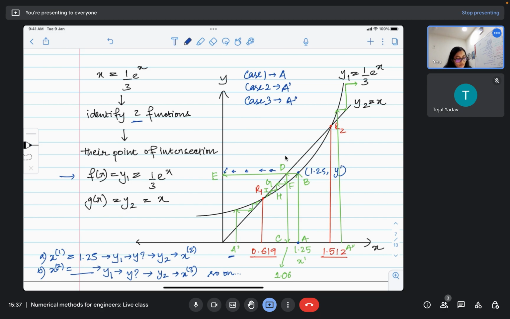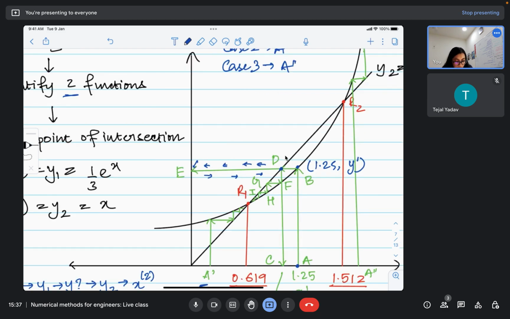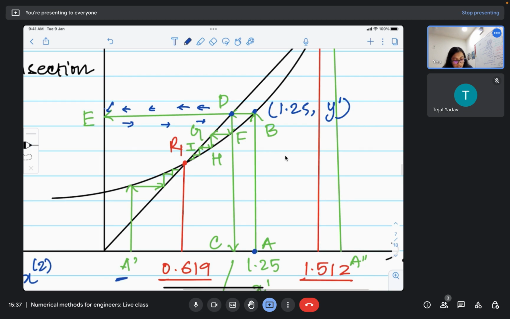Why have we done that? Because with that value of y, we trace back, we come back to this other function. I'll zoom in for your benefit. We come back to this other function, and then we identify for that value of y1 what is the value of x. So that is basically your second iterative value of x.